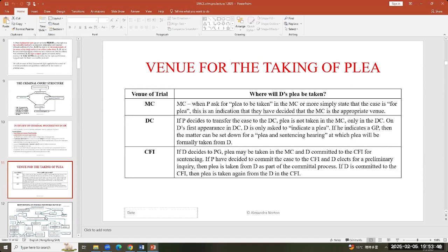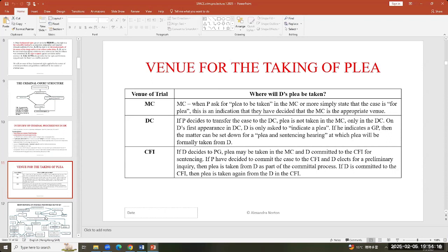And then the charge is read out to the defendant, and he's asked whether he pleads guilty or not guilty. So it's entirely his decision. But it's really important that it's an informed decision, in other words, made on the basis of legal advice about the strengths and weaknesses of the prosecution case, about whether he has any defense available, and about the likely sentence that he'll receive.